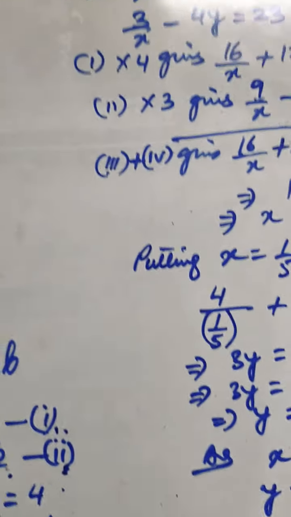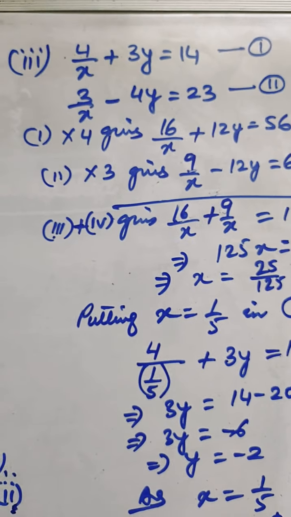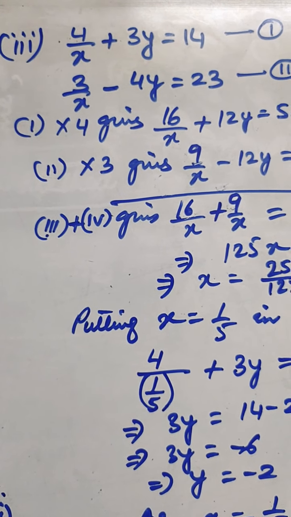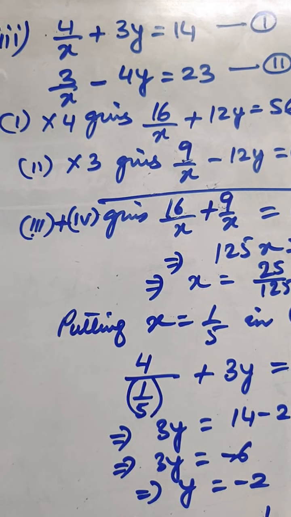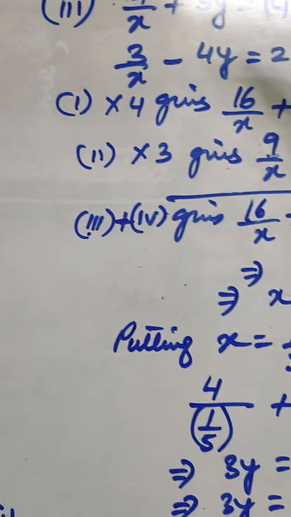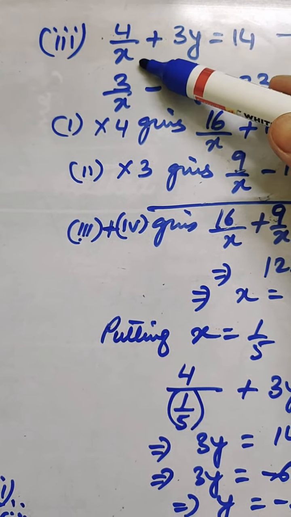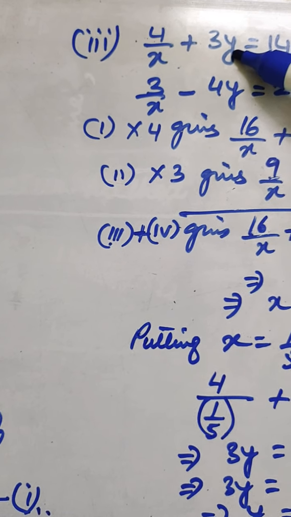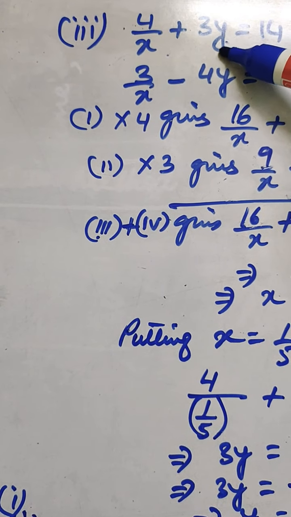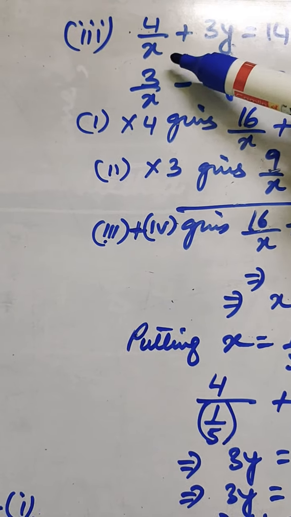Next let us see question number 3. In question number 3 you see now it is given 4 by x plus 3y equal to 14. Now here you have noticed that x is only in the denominator but y is in its own place. With y we don't have any problem. So now 4 by x.